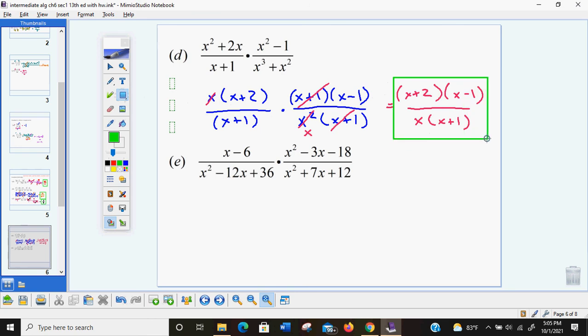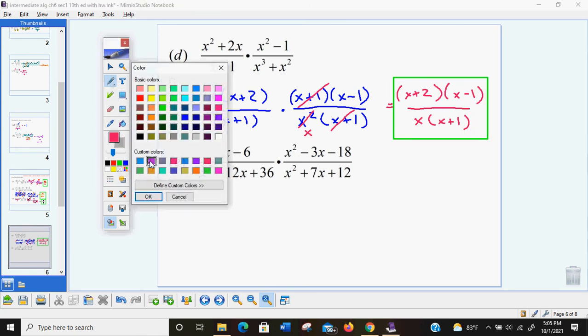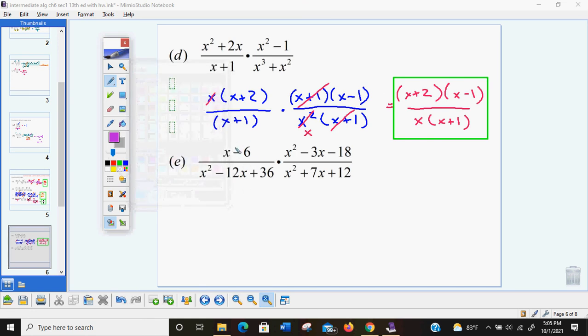Got one more on this example. So let's look at this one. On top, there's nothing I can do. So I'm going to rewrite x minus 6. Can't take anything out. It's not squares. Let's go to this one. This one on bottom is going to be x minus 6 times x minus 6, because those are the factors of positive 36 that add to negative 12. Bring your times sign down.